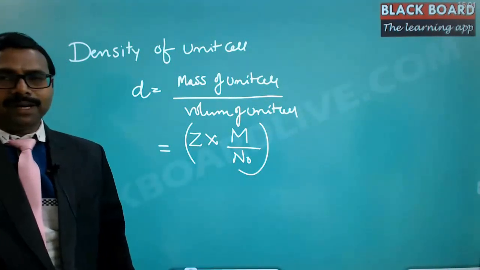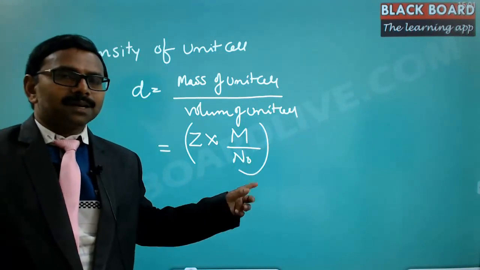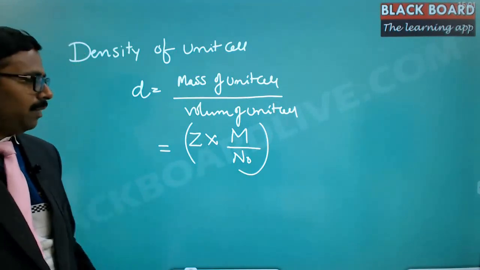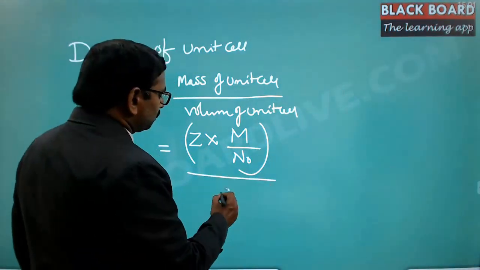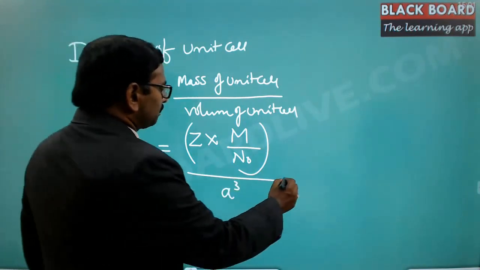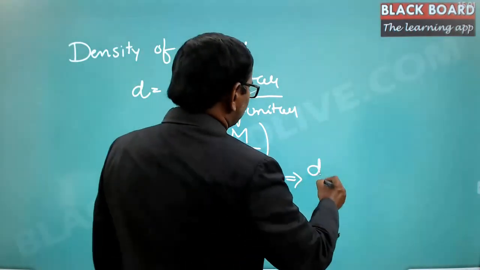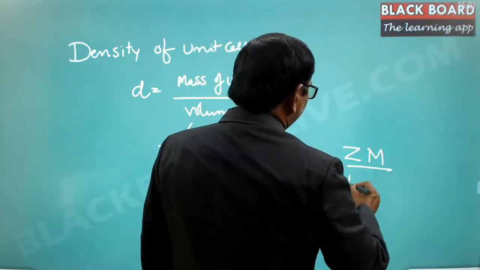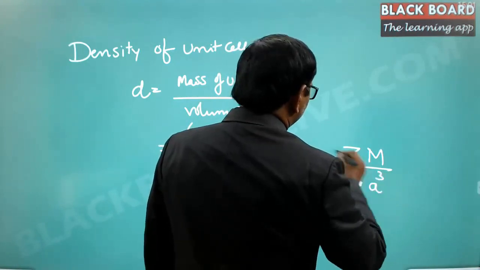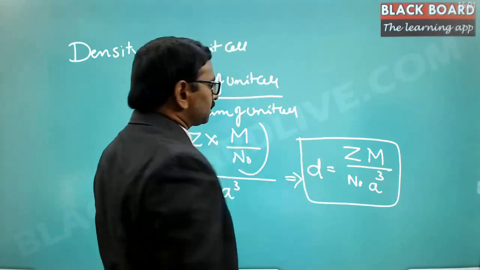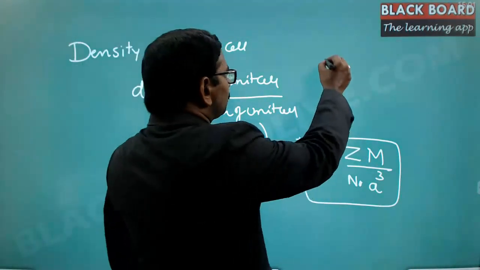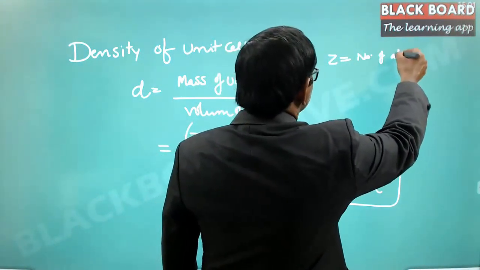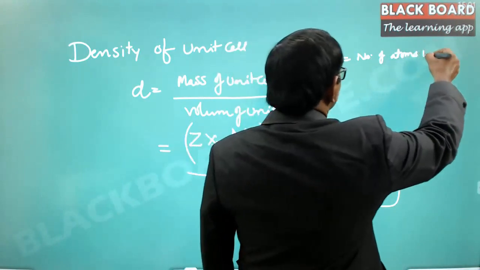M is the gram atomic weight. It is divided by N naught, then it becomes the mass of a single atom. Mass of single atom into number of atoms, by volume of unit cell, which is A cube. So in simple form, density is equal to Z into M by N naught into A cube, where A is the edge length of the unit cell. Z is equal to number of effective atoms in the unit cell.